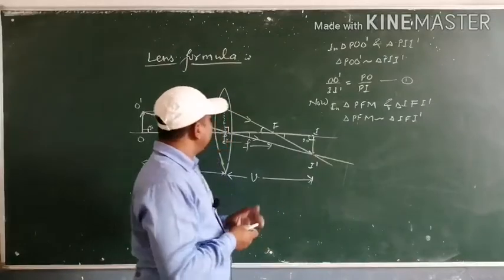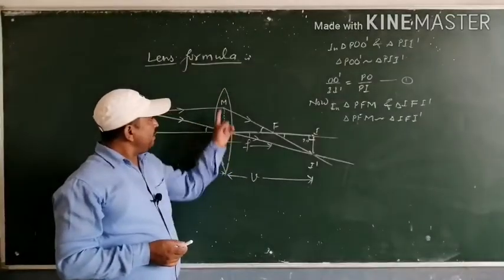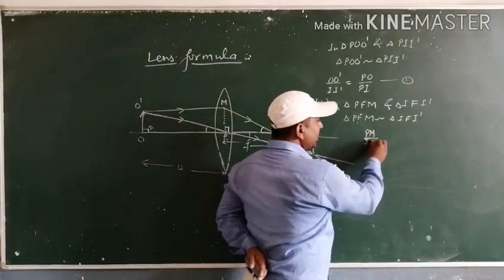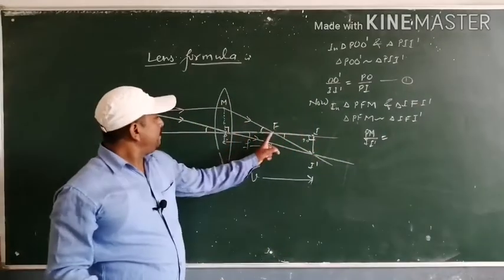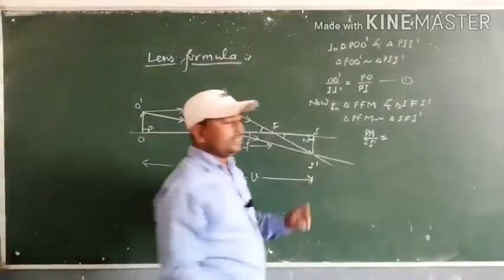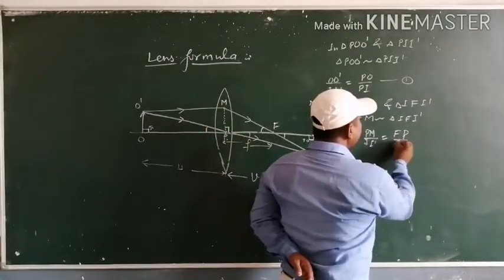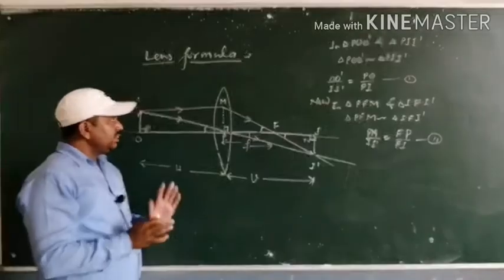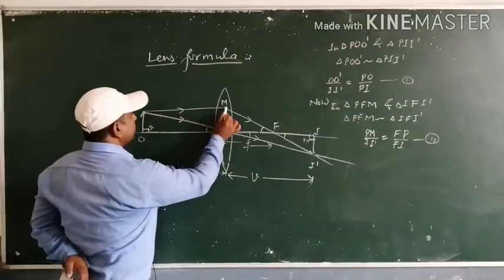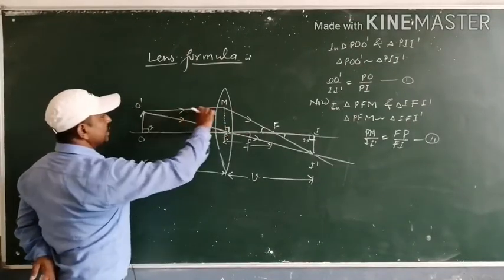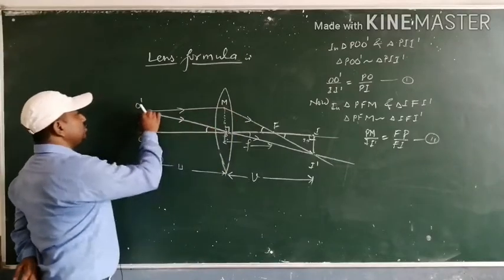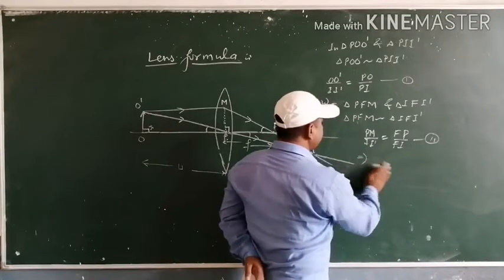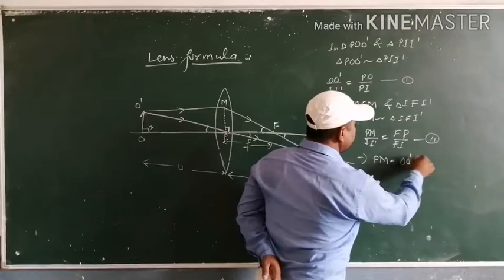Ratio of their corresponding sides means PM divided by II dash is equal to FP divided by FI. This is equation number 2. But since we know that the lines O dash M and OP are parallel to each other, the distance PM is equal to the distance OO dash. So PM is equal to OO dash.